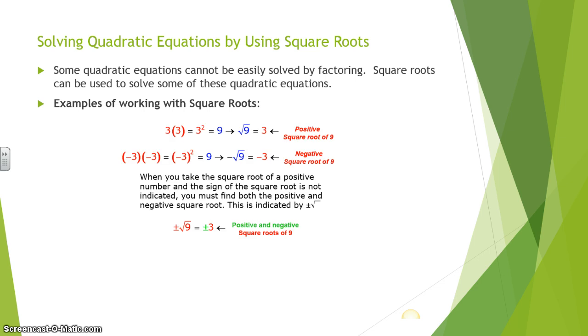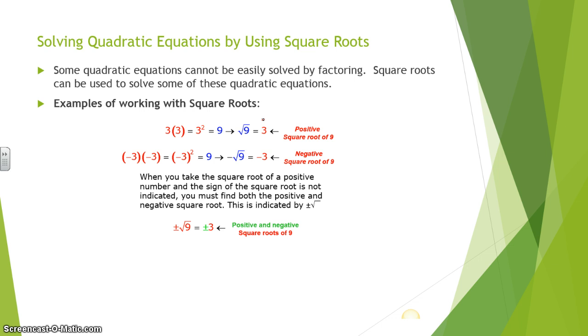This is what it looks like. When you think of something like 3 times 3, or 3 squared, that equals 9. To undo that, you can take the square root of 9, and the square root of 9 is going to be 3. Here in these notes it says positive square root of 9, so just be cautious when you're working with positives and negatives here with square roots.